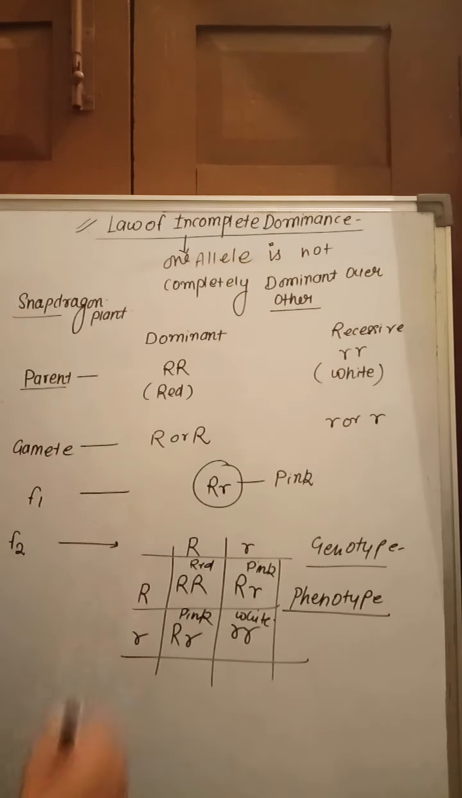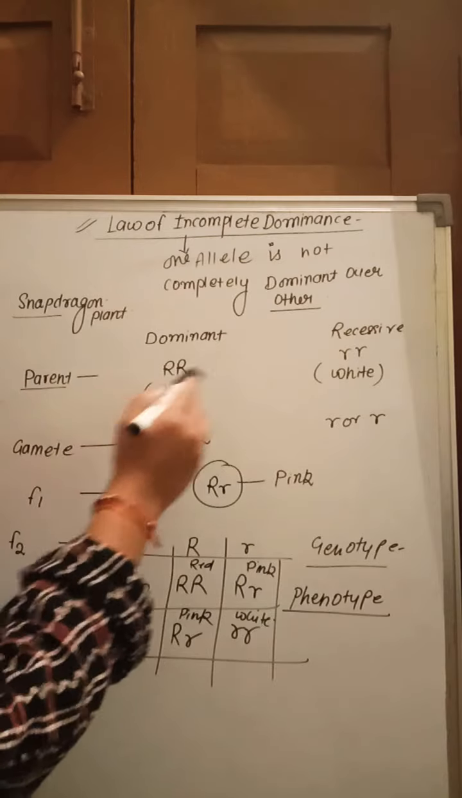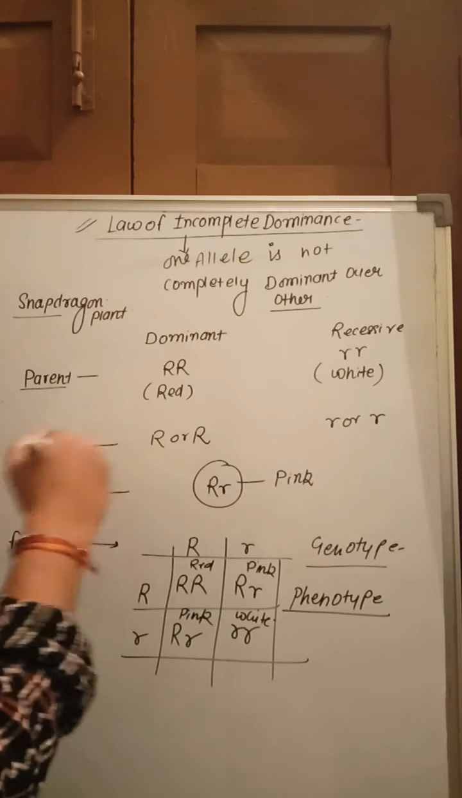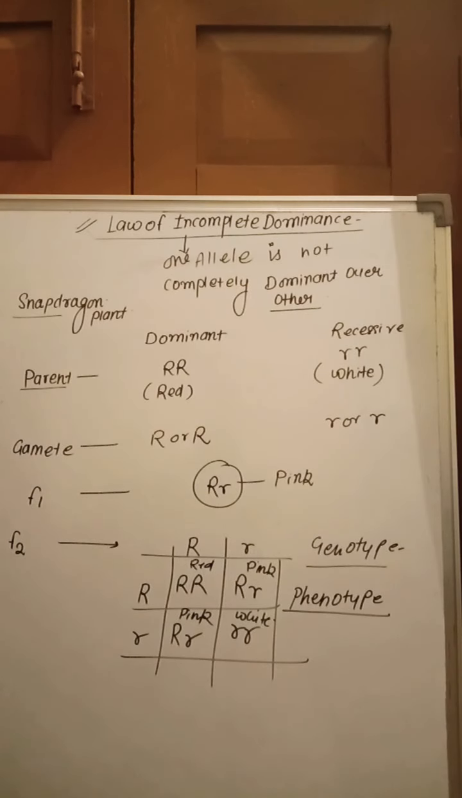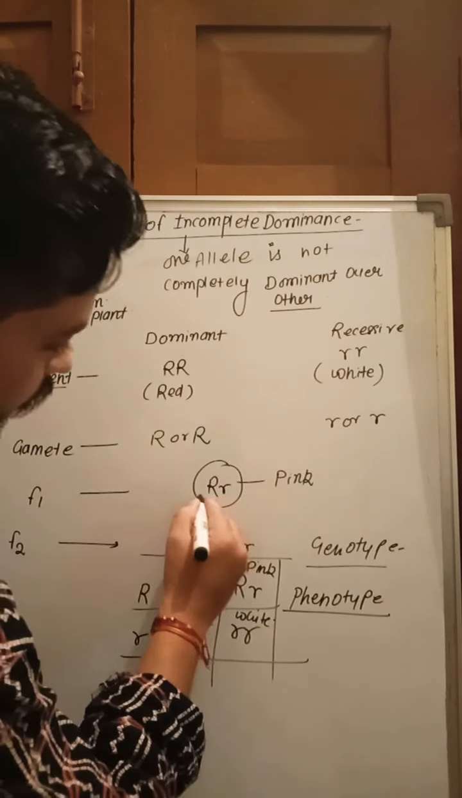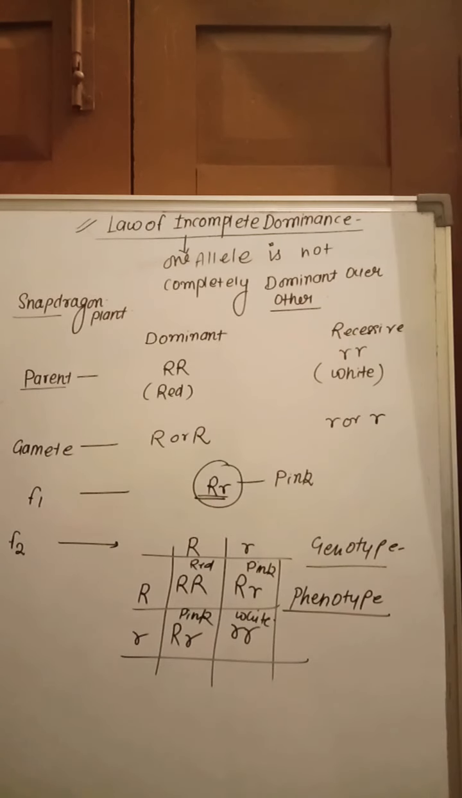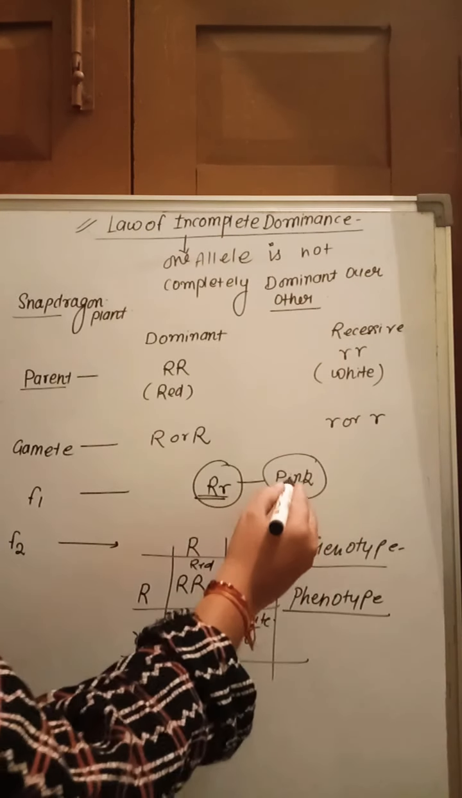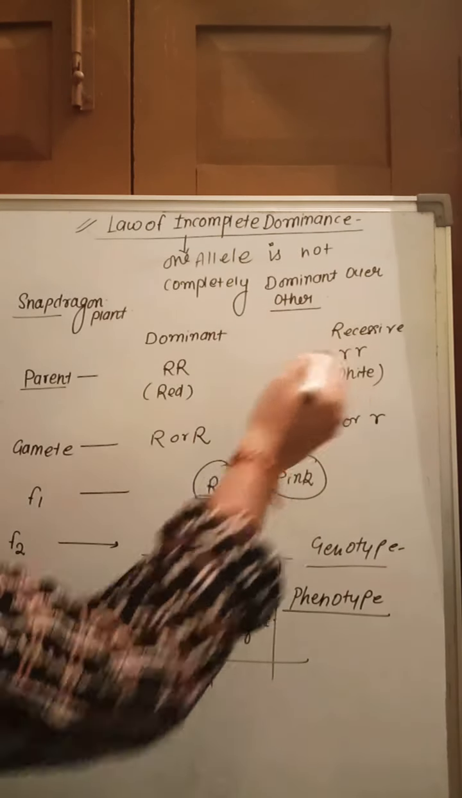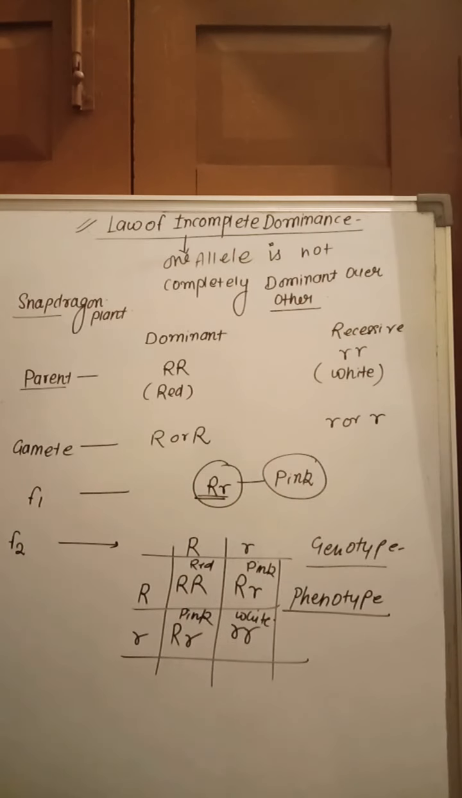Incomplete dominance takes place in the dog flower, called the snapdragon plant. Taking the parents, the dominant red flower and the recessive white flower, cross between red and white flower. So taking red and white gametes, as in the law of dominance, in the F1 generation we obtain the genotype Rr, but the phenotype is different. According to the law of dominance, it should be what? Red or white? Red.